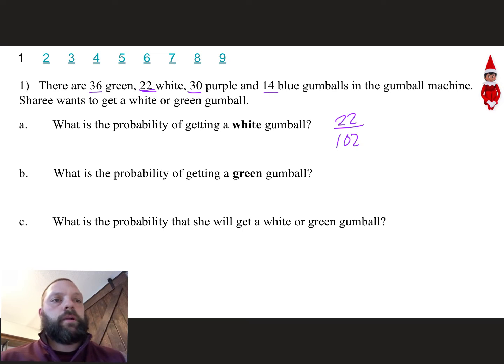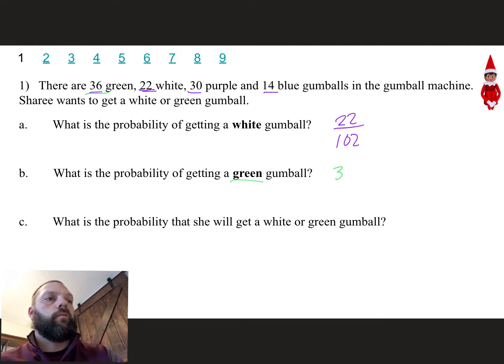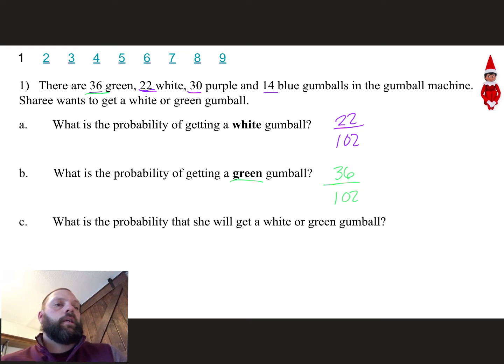B says, what is the probability of getting a green gumball? So now we're going to look for green, which is right here, 36 over 102. Remember, I do not have to simplify the fractions. I don't have to put them into a decimal or a percent either.